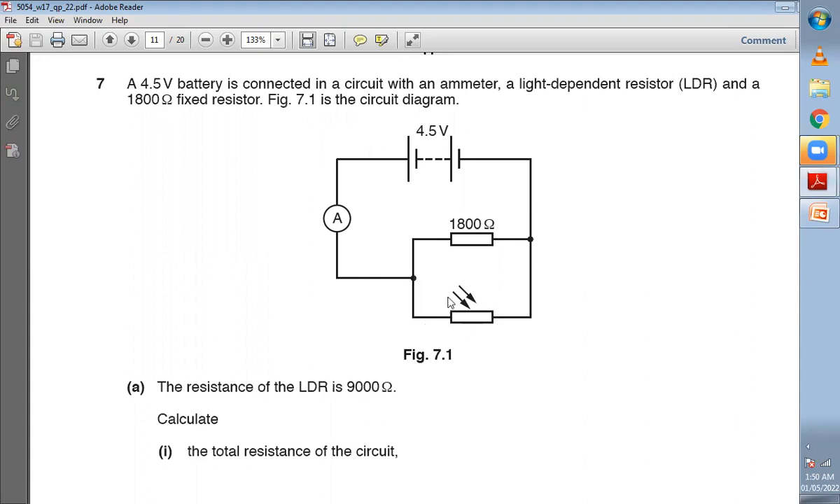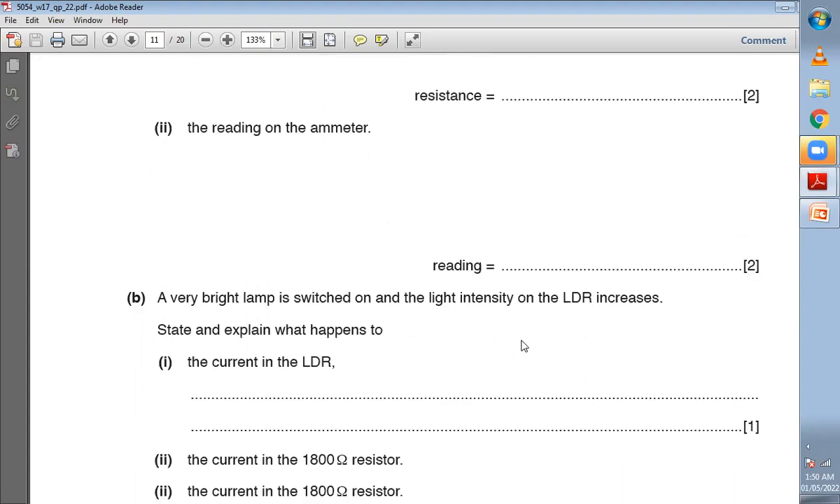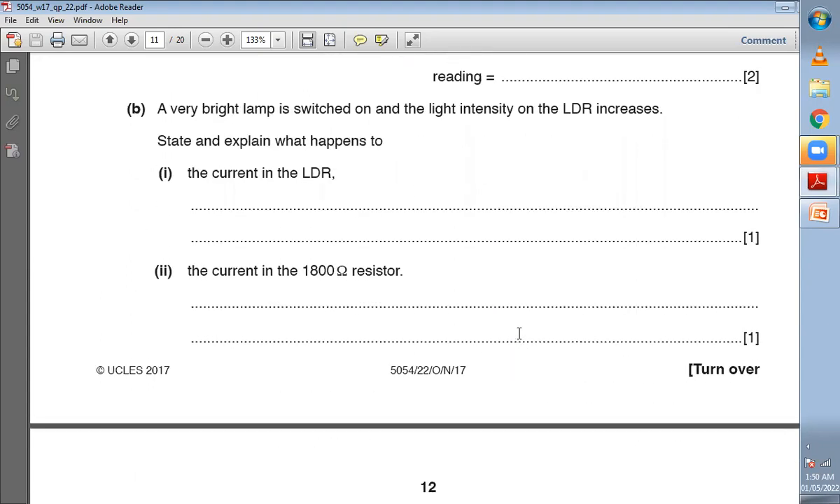Because here on this branch, the resistance is lower. So a greater amount of current compared to the previous amount, the amount of current flowing through the LDR will increase, because the resistance of the LDR has decreased, because the resistance of the whole circuit has decreased, because the current coming from the battery has increased. So the current flowing through the LDR will increase.